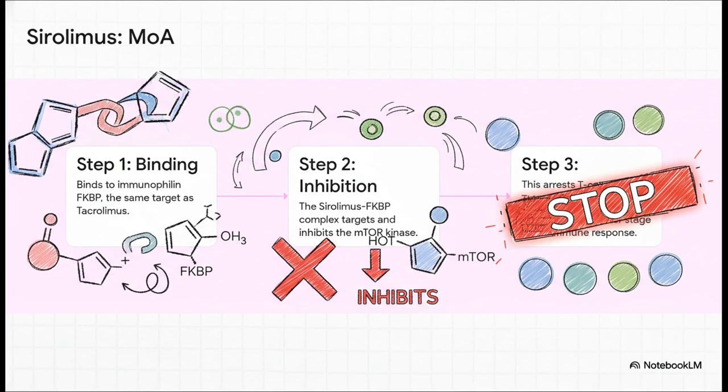Now, interestingly, it starts by binding to the same protein that tacrolimus uses, this thing called FKBP. But, and this is the key difference, after it binds, the new complex doesn't go after calcineurin. No, it targets and blocks mTOR instead. So you see, tacrolimus works a bit earlier in the chain of command, while sirolimus blocks things a little later. It's a different weak point in the same pathway, which gives us more options.